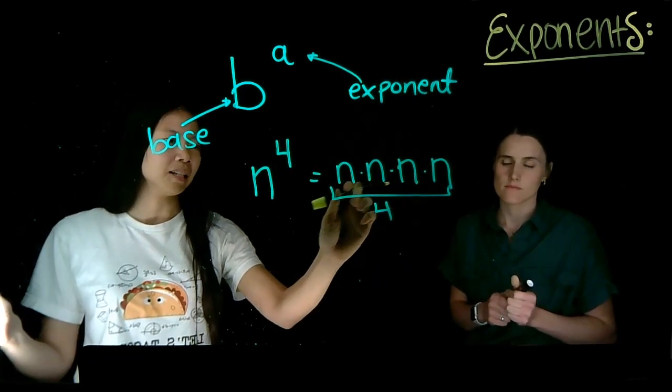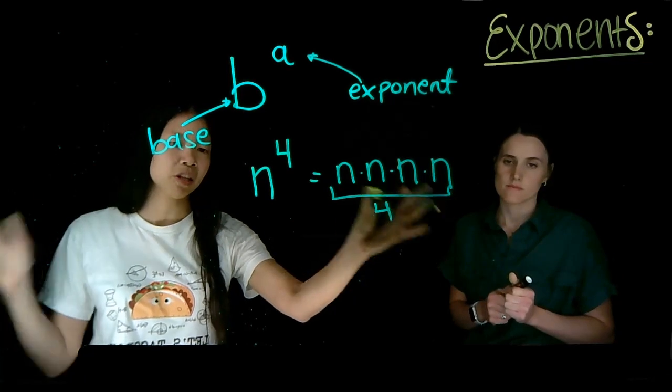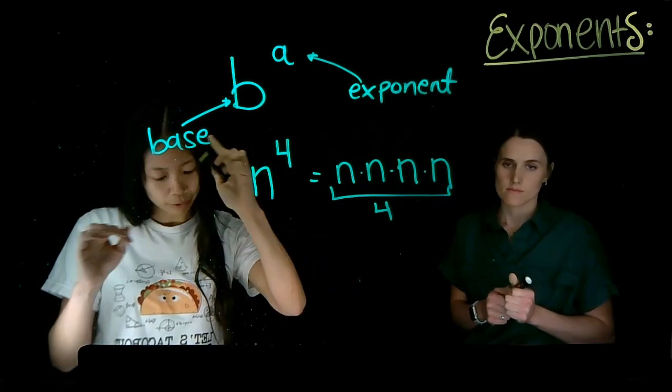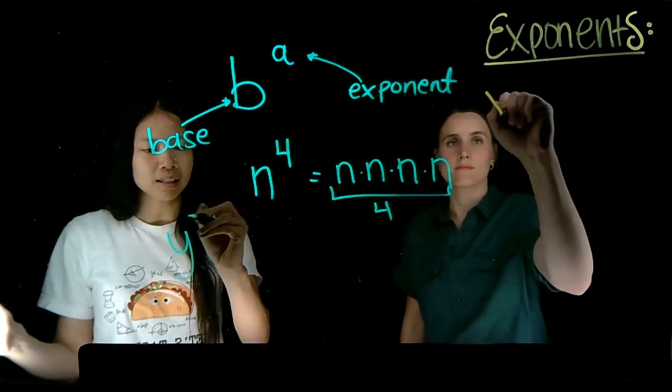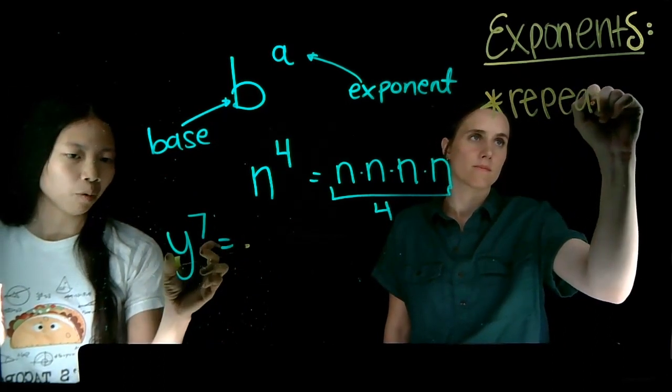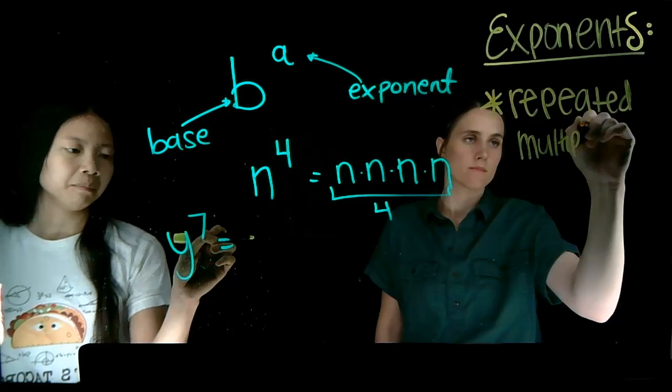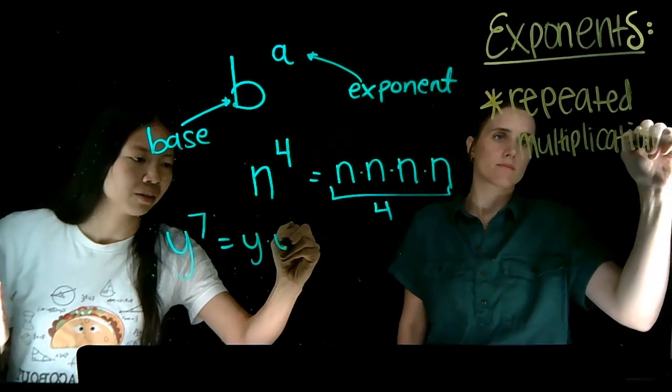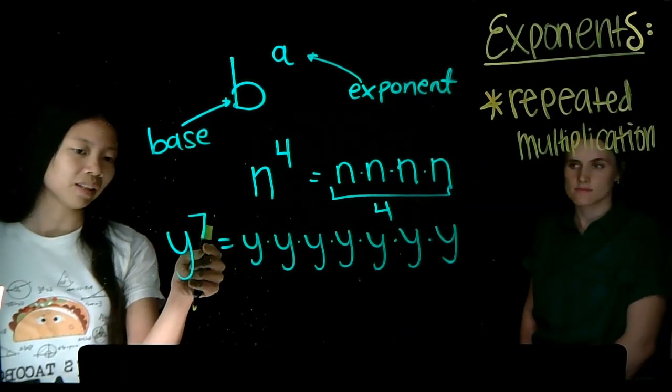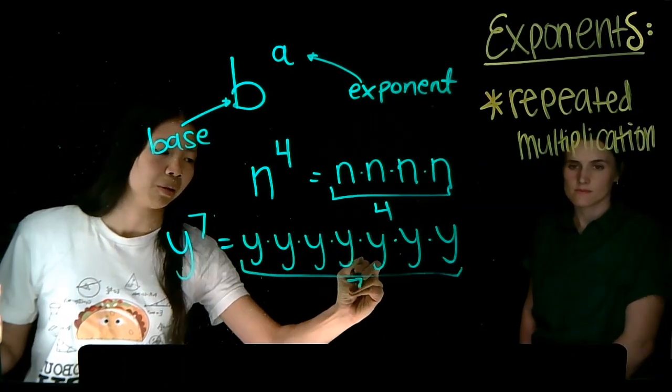Instead of writing n times n times n times n, that's a little bit much, right? We can just say n to the 4th power. Another example here is y to the 7th. That is the same as taking y and repeating it by itself 7 times. So multiplying by itself 7 times. Okay, so y to the 7th is way easier, right, than writing y multiplied by itself 7 times.